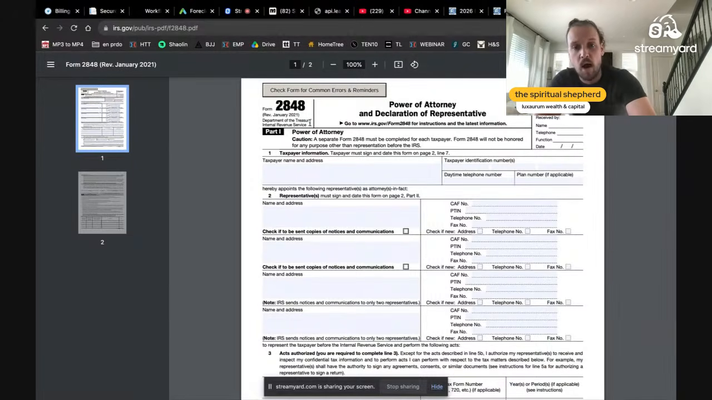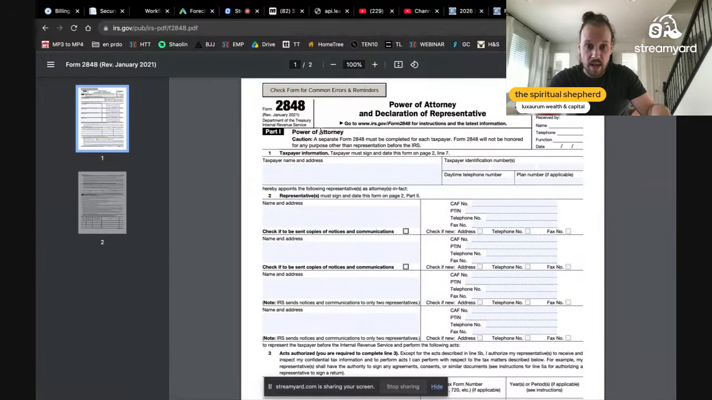Then you'll go through the power of attorney and the declaration of representative. So we notice something like an authorized representative. This is a lawful term. What you're going to do is give yourself, your living beingness, the power of attorney over your all caps name. That's what you're going to do.